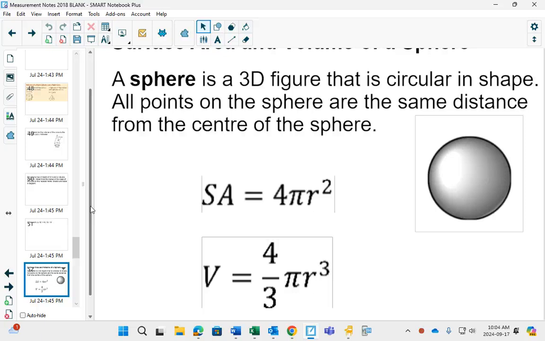So for example, surface area of a sphere. When I take a sphere like this golf ball and I look at it, I see a circle. Like if I was going to draw this on a page, it would draw as a flat circle, right?